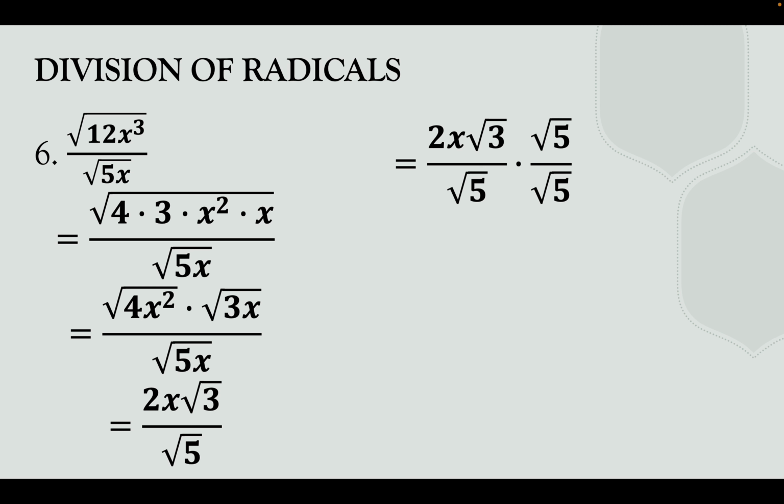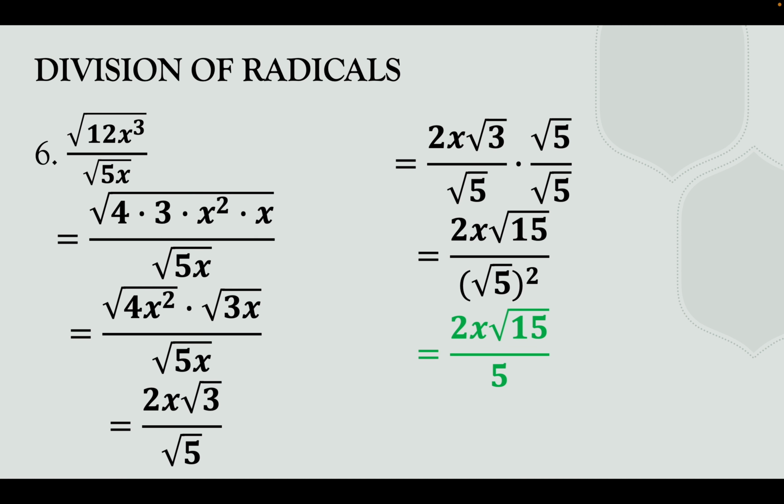So we have 2x times the square root of 3 times the square root of 5 over the square root of 5 times the square root of 5. So we have 2x square root of 15 over the square root of 5 squared. So we have here 2x square root of 15 over 5.